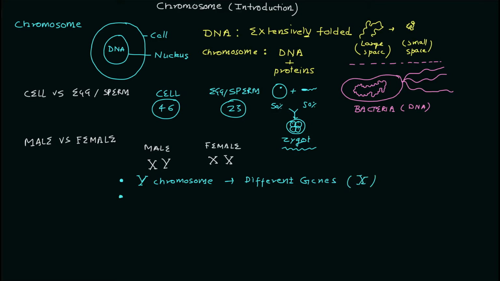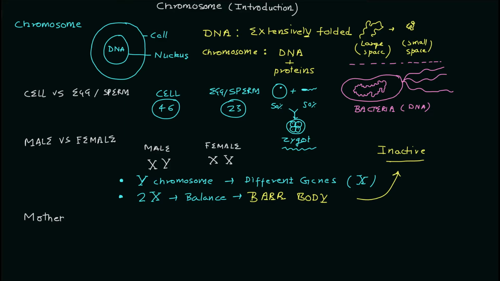Next, because in the case of female you have two X chromosomes, it needs to be balanced. So in the case of female, you have one X chromosome in an inactive form. It is also known as the Barr body. So you need to remember this particular point: what is the Barr body? Barr body is basically the inactive X chromosome.